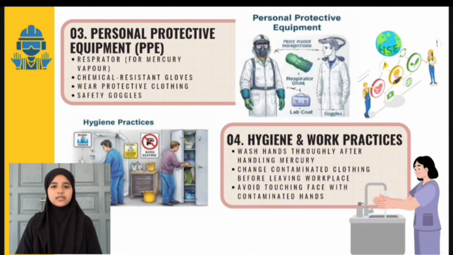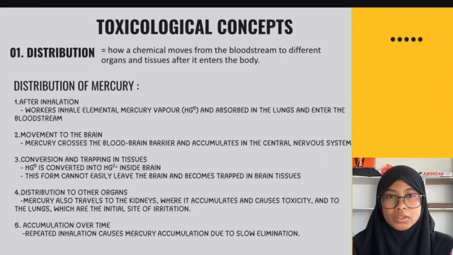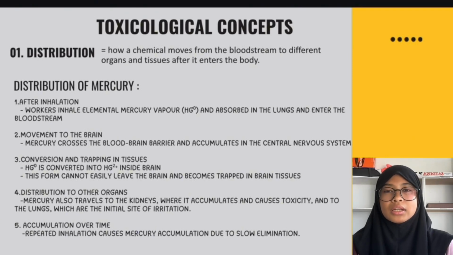Overall, by applying these control and preventive measures, the risk of mercury exposure can be significantly reduced, ensuring a safer workers' environment. So now we move to toxicological concepts. The first one is distribution. Distribution means how a chemical moves from the bloodstream to different organs and tissues after it enters the body. The first process is after inhalation, bloodstream. Workers inhale elemental mercury vapor, and it is absorbed in the lungs and enters the bloodstream.